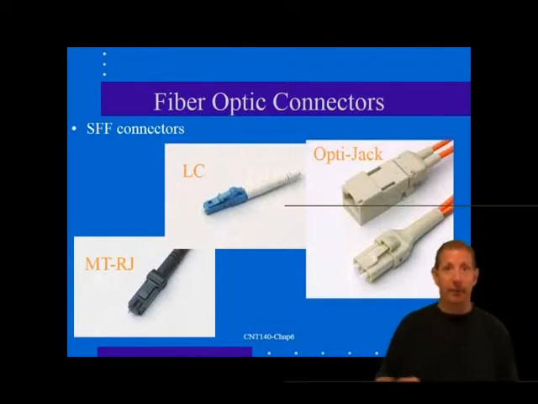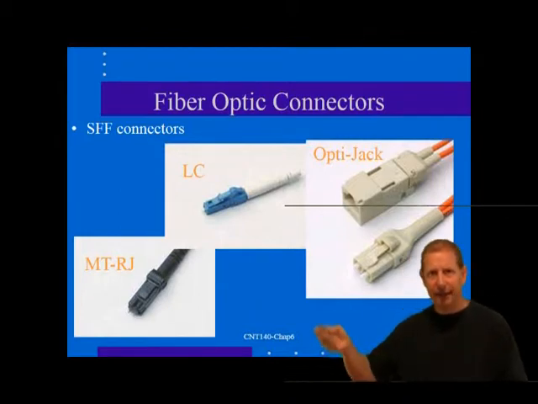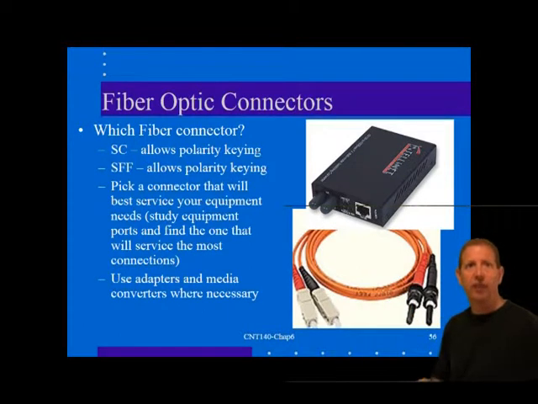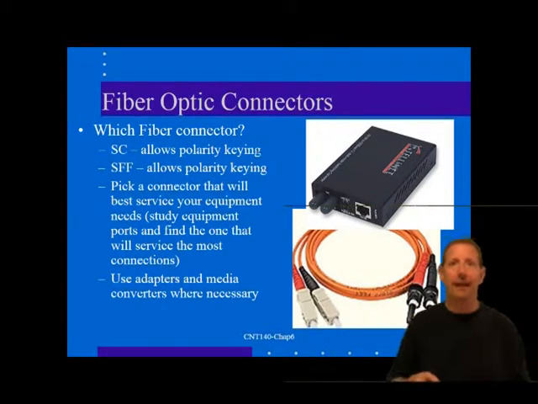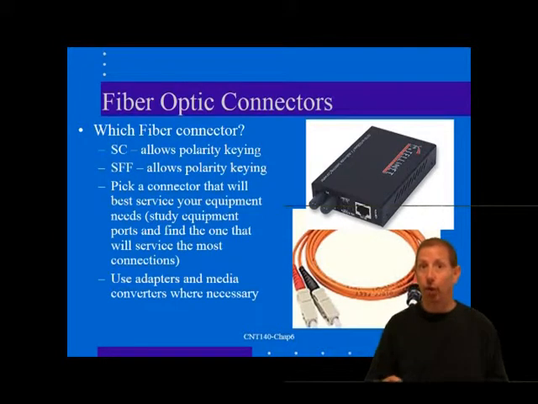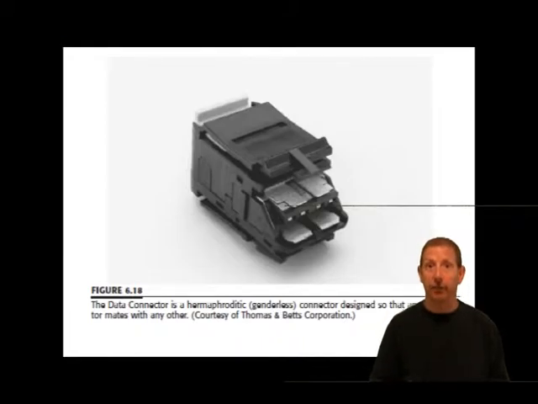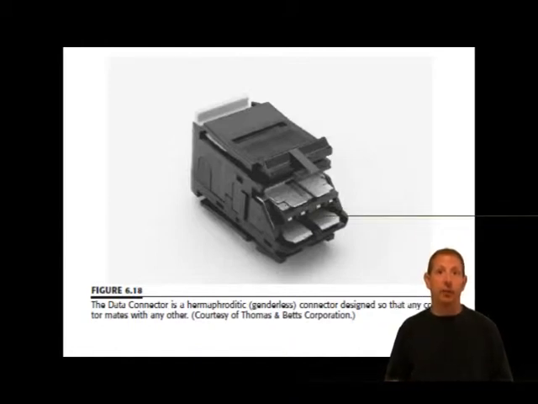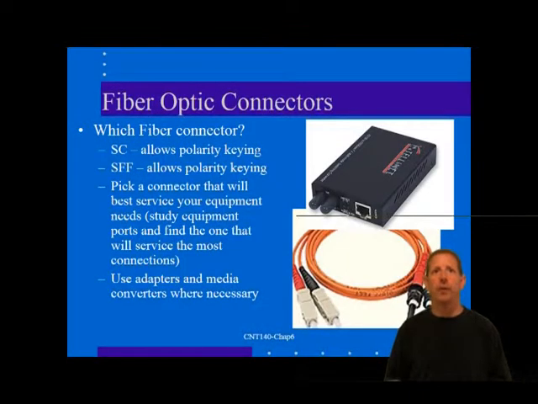The first is the IBM Data Connector. The Data Connector shown here behind me is a genderless connector designed so that any connector mates with any other. It's rather a large square-nosed connector with a rectangular body. The Data Connector is designed to be used with shielded twisted pair STP cable, although it can also be used with other connectors. The Data Connector was specified in 568-A as a standard connector for use with the STP-A cable.